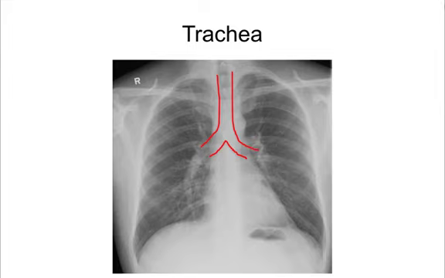Moving on to the trachea. The large airways contain air, so are less dense and appear blacker. The trachea here is outlined in red, and if we follow it down at the level of the carina, it bifurcates into the right and left main bronchus.